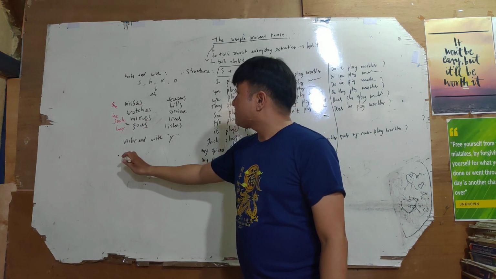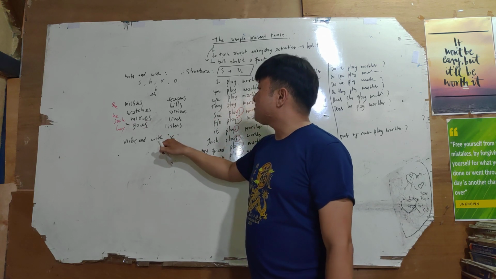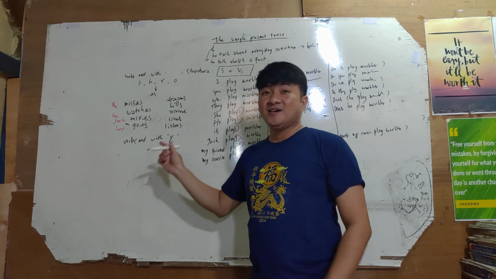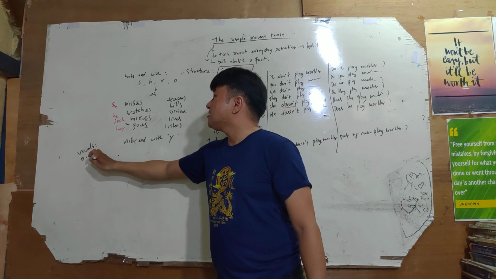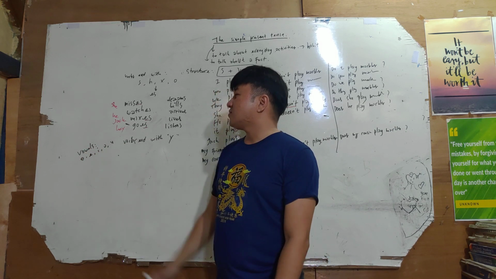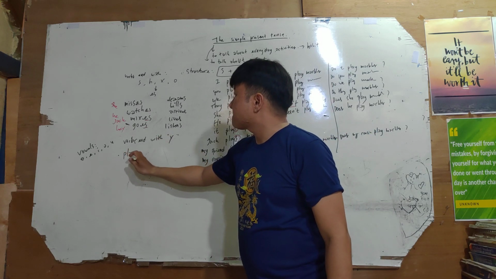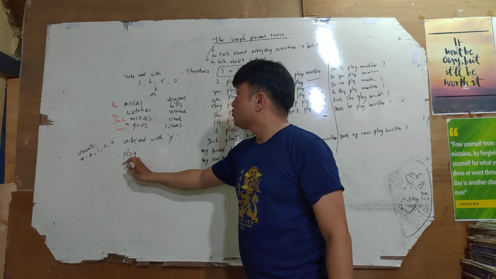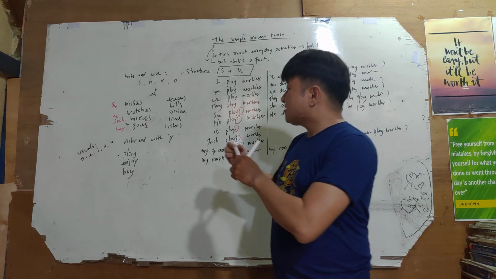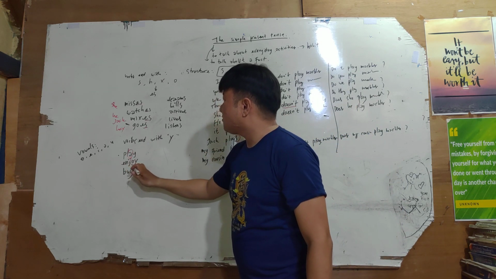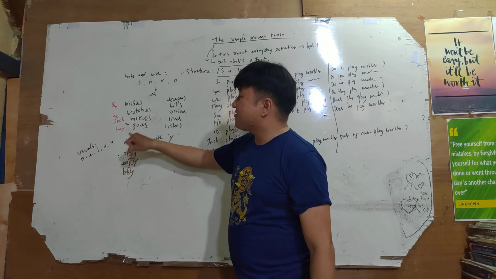Now, if the last letter of the verb is Y, and there is a vowel before the Y, so vowels are A, E, I, O, and U. Those are vowels, okay? If there is a vowel before Y, for example, play, enjoy, or buy. Do you see the vowels in here? These are the vowels: A, O, and U. So before the Y there is a vowel, right?